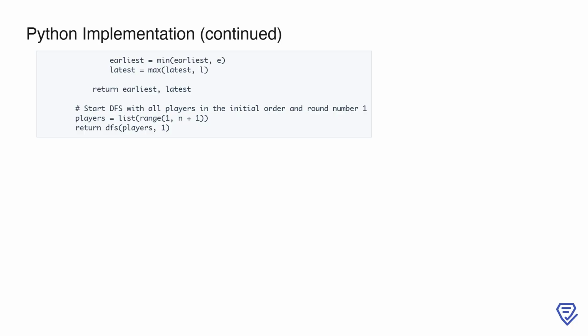Finally, to kick off the recursive process, we initialize the list of players as a range from 1 to n, representing all players in their initial order. The DFS function is called with this list and a starting round number of 1. The result of the DFS call, which is a tuple containing the earliest and latest rounds, is returned as the final output of the function. This approach ensures that we systematically explore every possible sequence of matches to determine the required rounds efficiently.